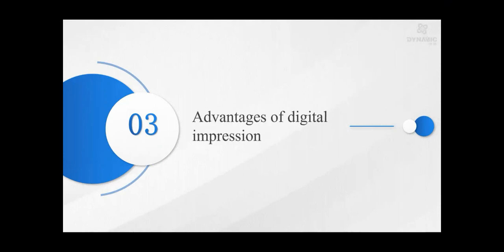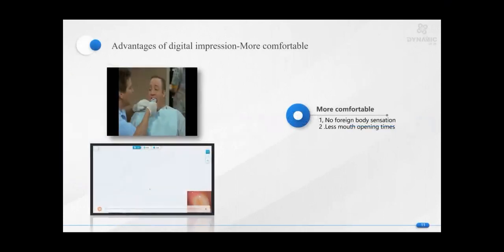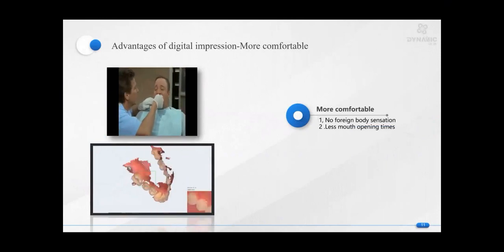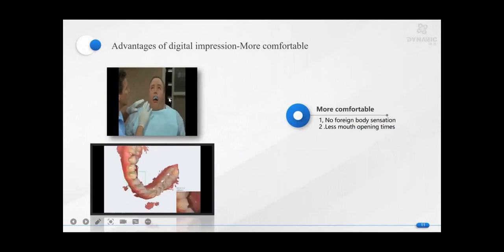In the third part, let me analyze the advantages of digital impression more comprehensively and what benefits these advantages can bring to our users and patients. The first advantage is that it is more comfortable. So let's look at the two videos on the left.